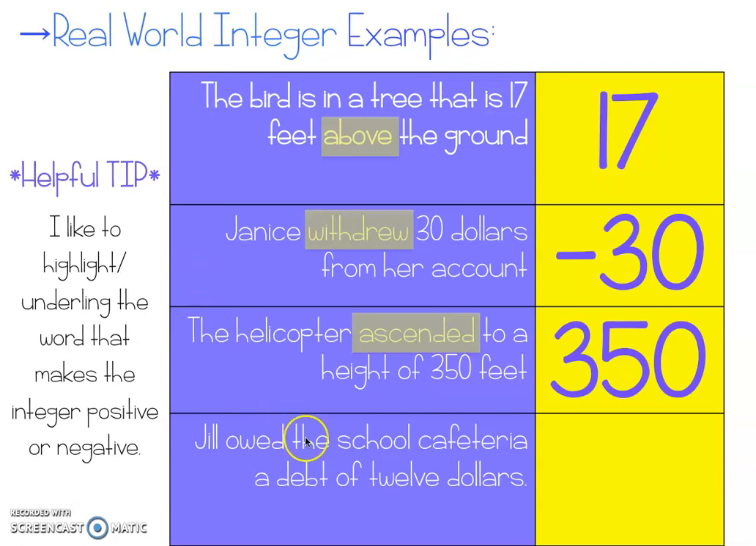And then our last example here says Jill owed the school cafeteria a debt of $12. So I see actually 2 words there. We see the word owed and we see the word debt. And both of those words tell us that she owes it to them, and it's going to be a negative $12.